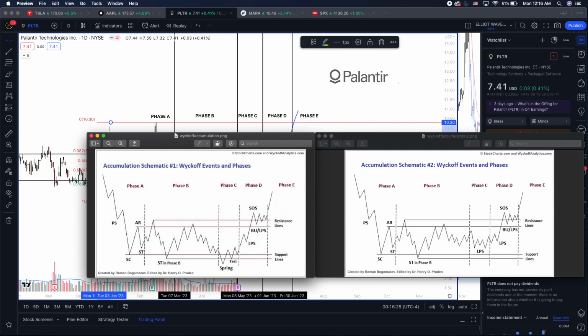All right, so we're going to take a look at the stock in terms of its Elliott wave count, and we're also going to take a look at it in terms of the Wyckoff accumulation method, which is what we were doing in the previous videos as well. We're going to have a lot to cover, so let's just get straight into it.